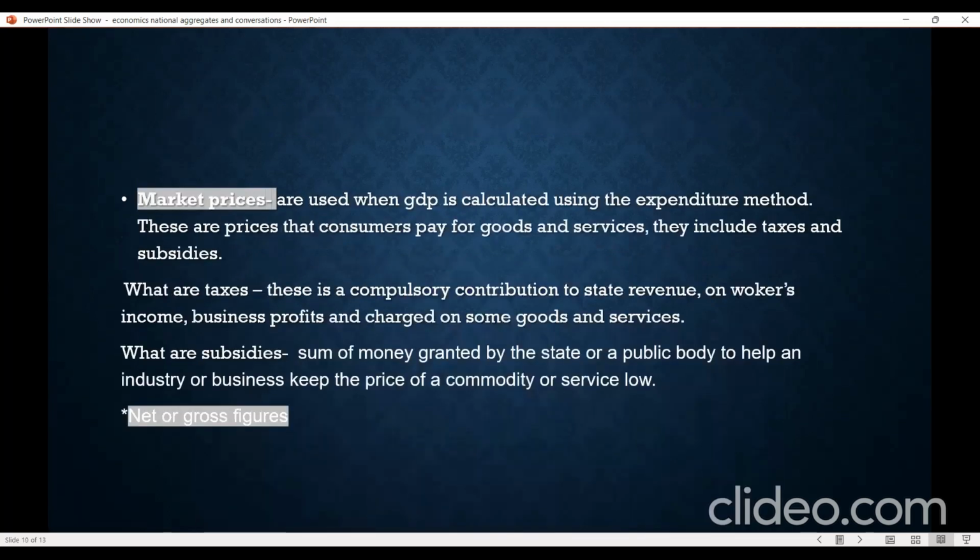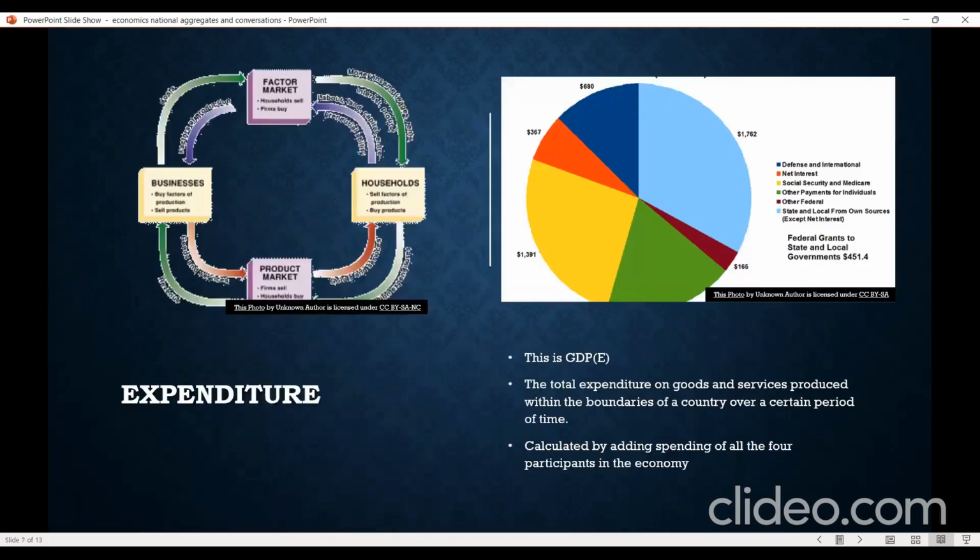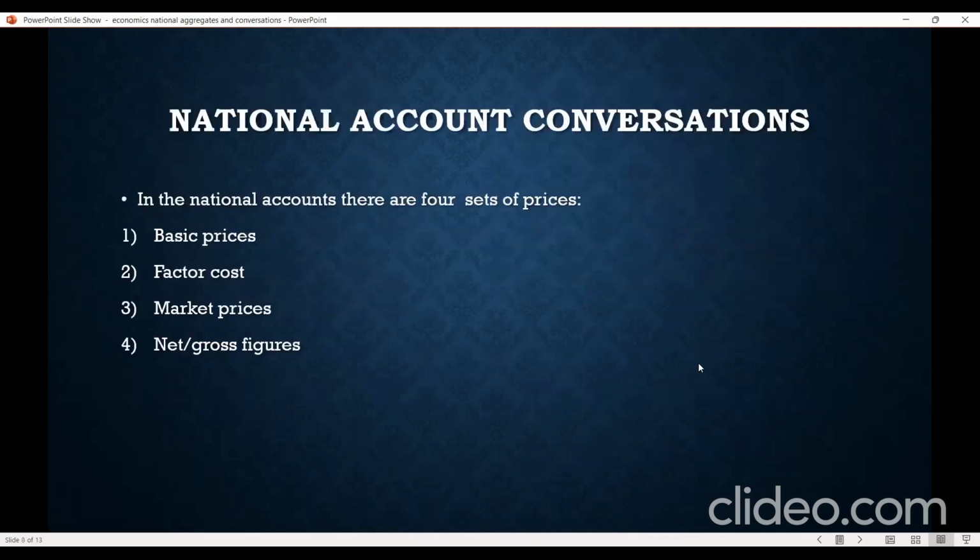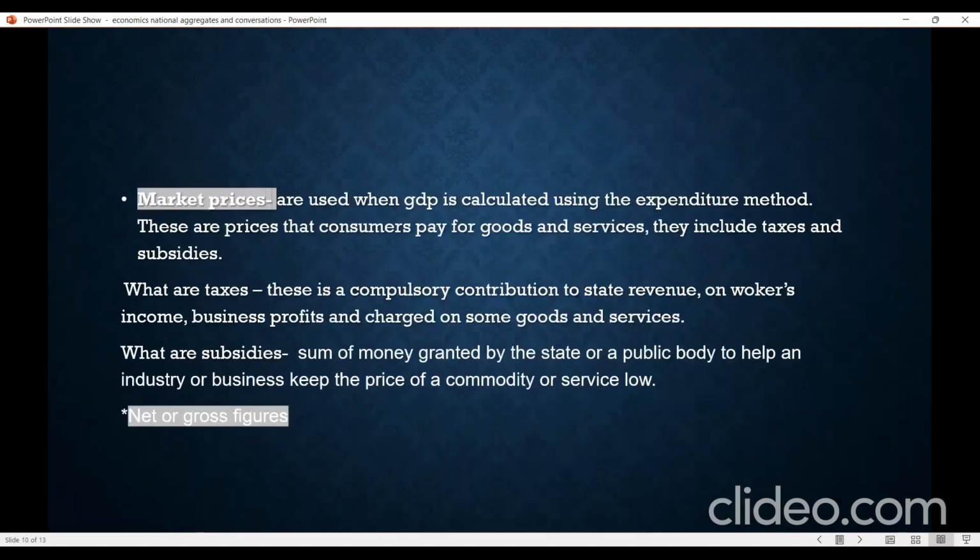Right. Now, let us go to the market prices. As we said, market prices are used when GDP is calculated using the expenditure method. Now, how do we calculate this expenditure method? We go back to our expenditure method. It's calculated by adding our specific spending on all 4 participants of the economy. We use the market prices when adding the spending of all the 4 participants in an economy, right?